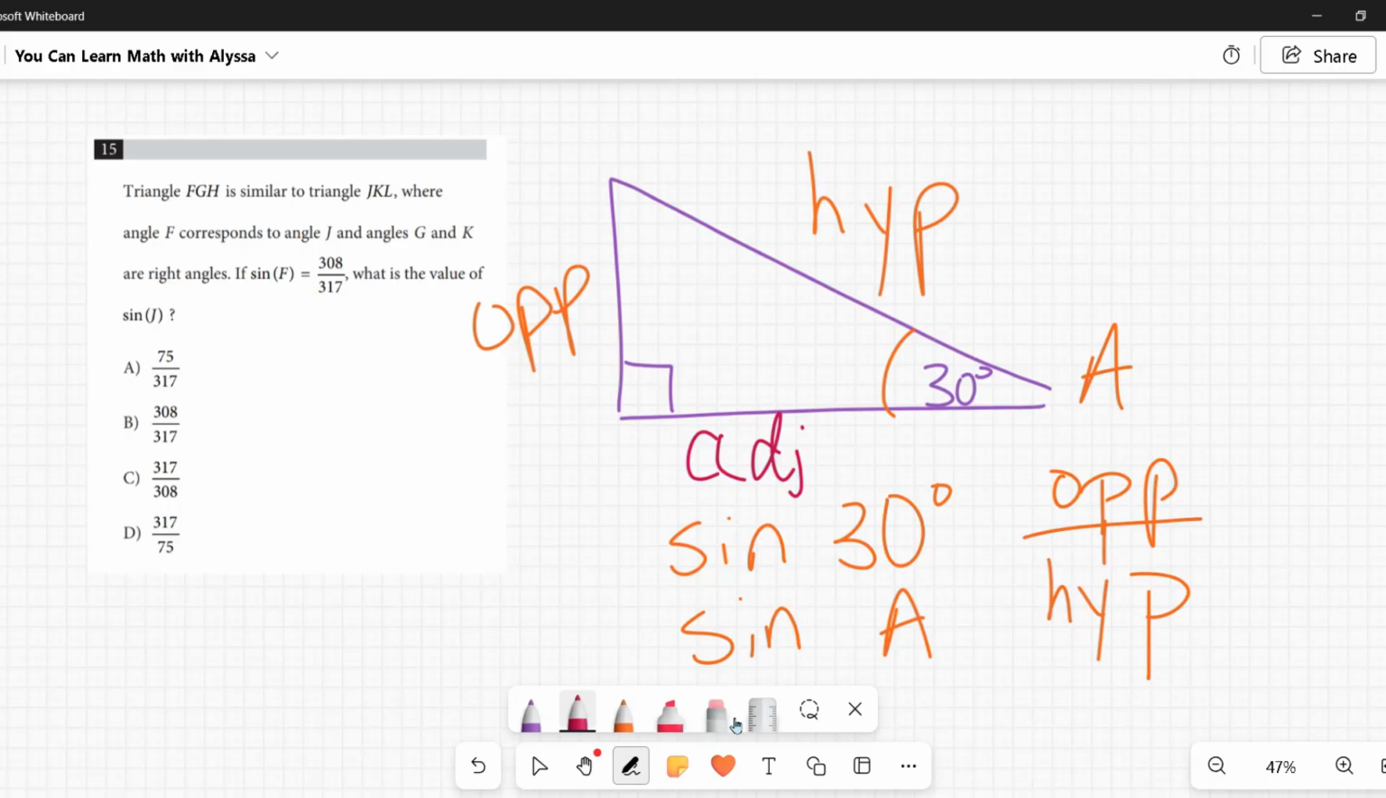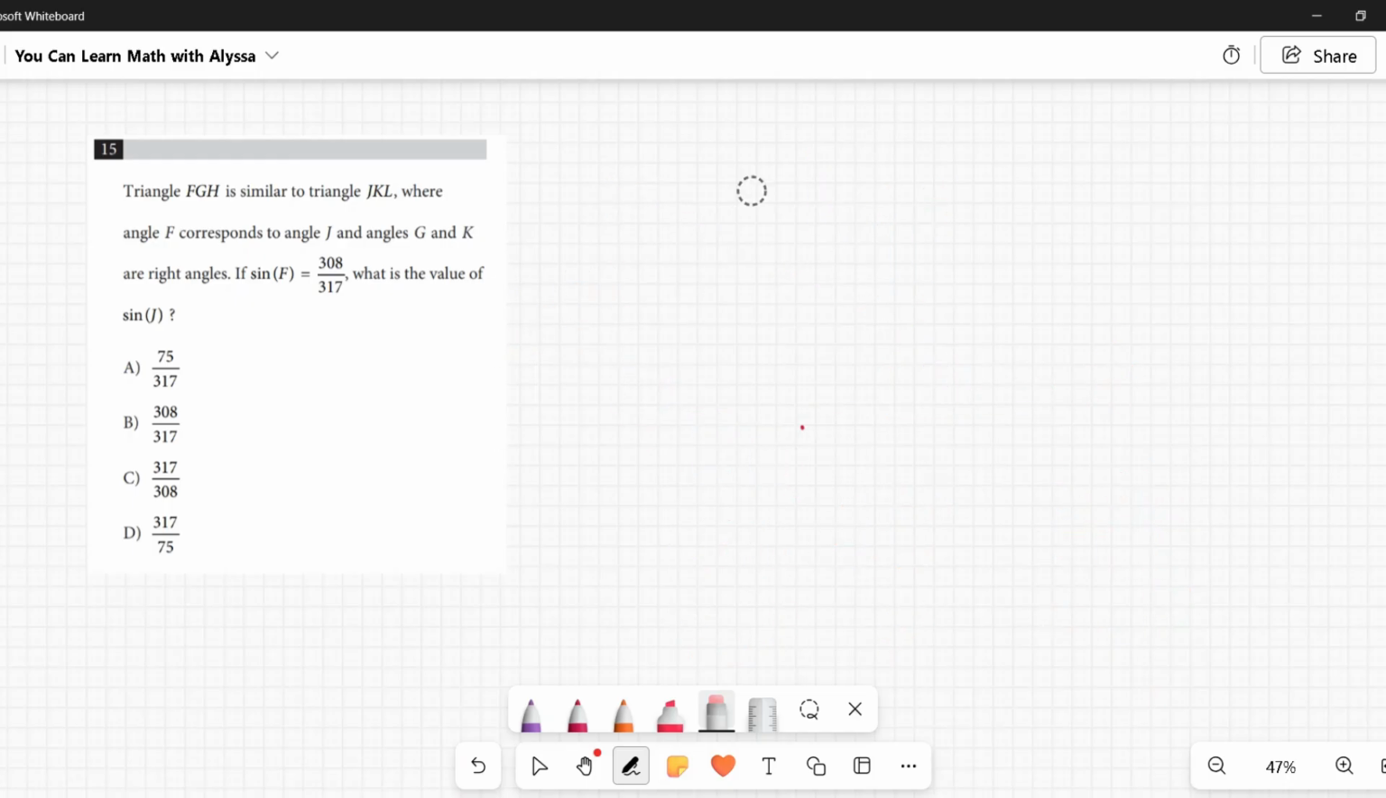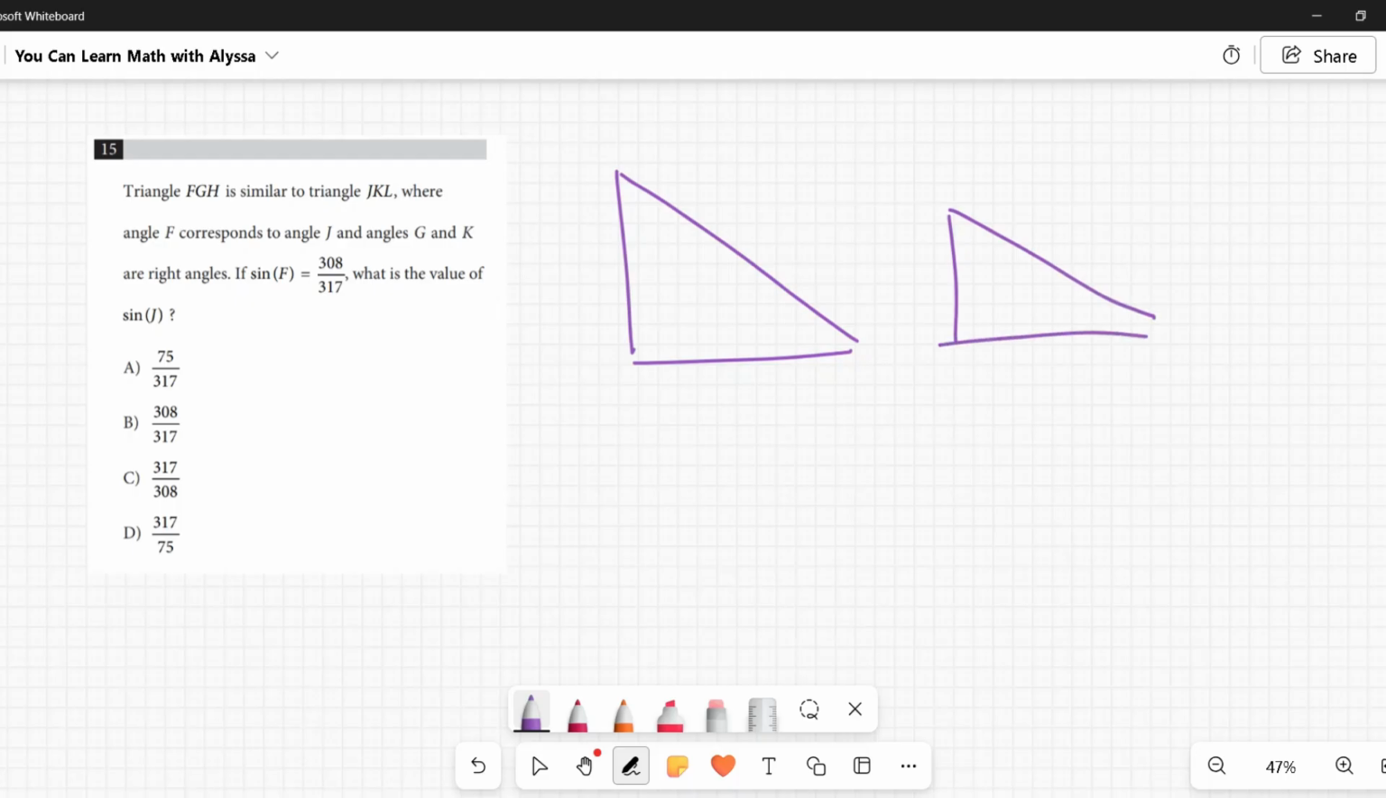So here, this is our core concepts we need to know for this problem. Now let's look at the problem itself. We have triangle FGH, and it is similar to JKL. We don't know which one is bigger or smaller. It really doesn't matter. We just know these are two triangles. That's a sad little triangle I drew right there. And they are similar to each other.